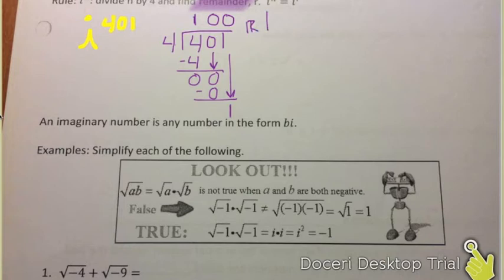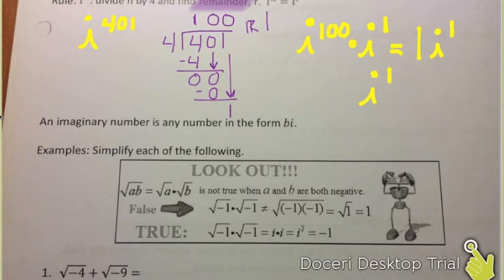That means that i to the 401st power is the same thing as i to the 100 times i to the first. Well, i to the 100 disappears, it turns into just 1. And our remainder is i to the first power. So this whole thing equals i. Now, I know this is a little confusing. Once you wrap your head around it, though, it gets a lot easier.